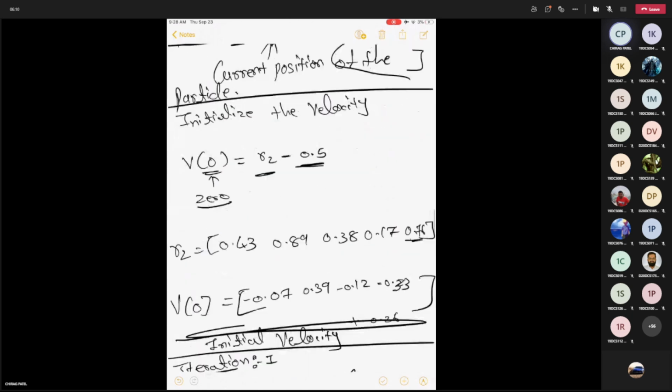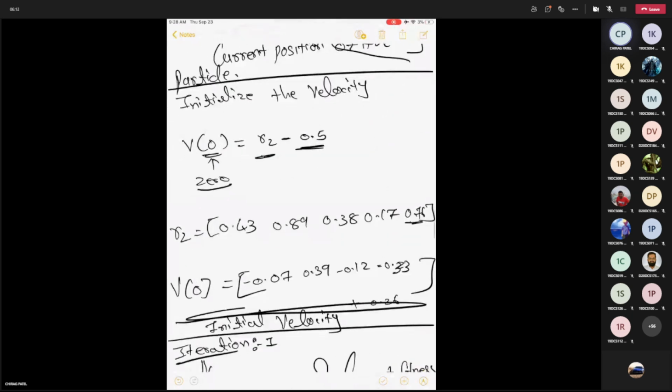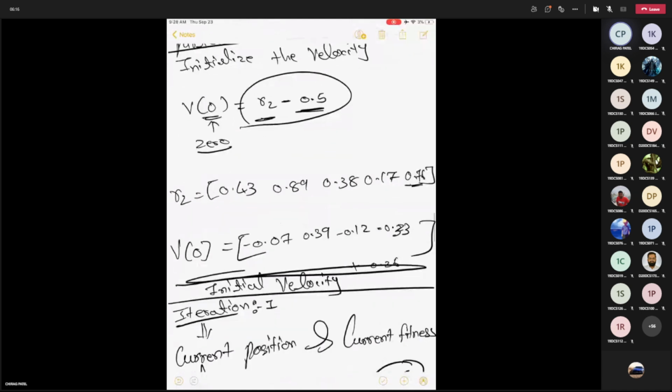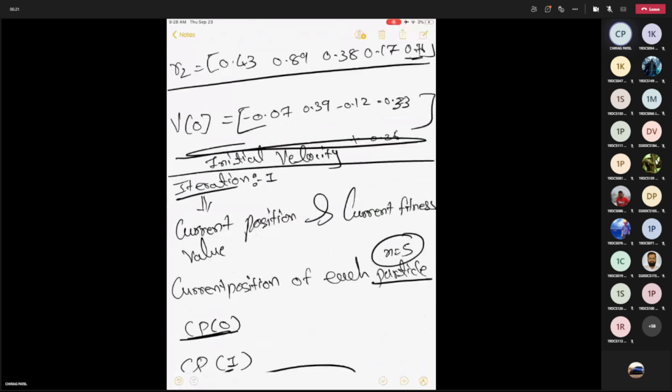After finding the current position, we need to find the velocity at the 0th instance, and for that we have the equation R2 minus 0.5, and we calculated this. Now after that we started with iteration 1. How many iterations do we need to calculate here? It means 5 iterations. We need to calculate all the values, and then we can say that this is your maximum value.